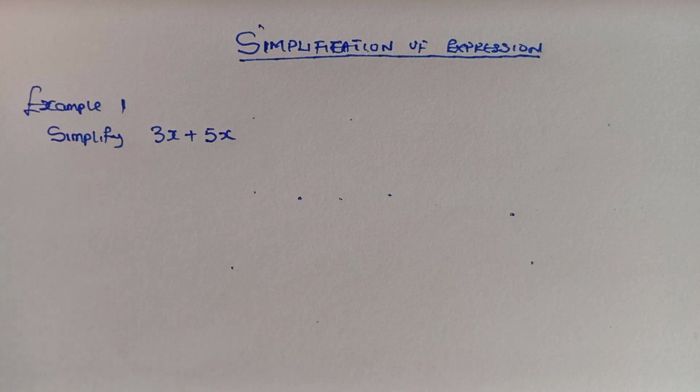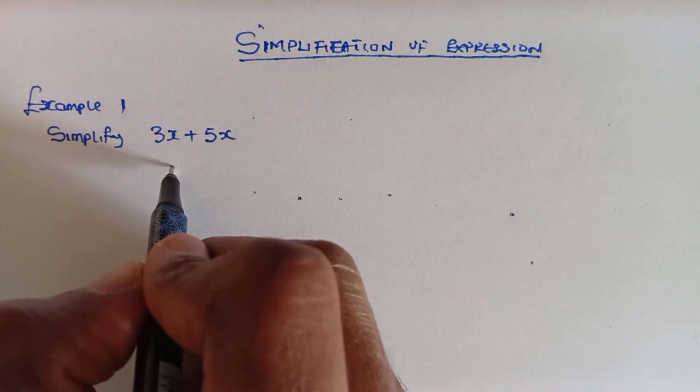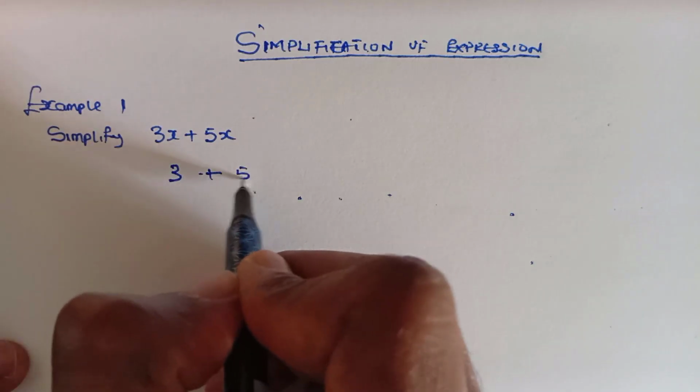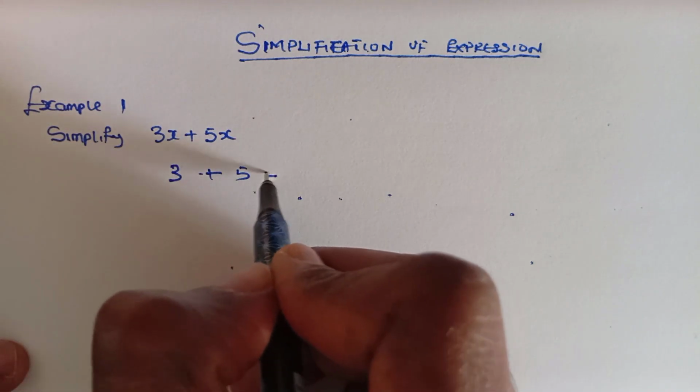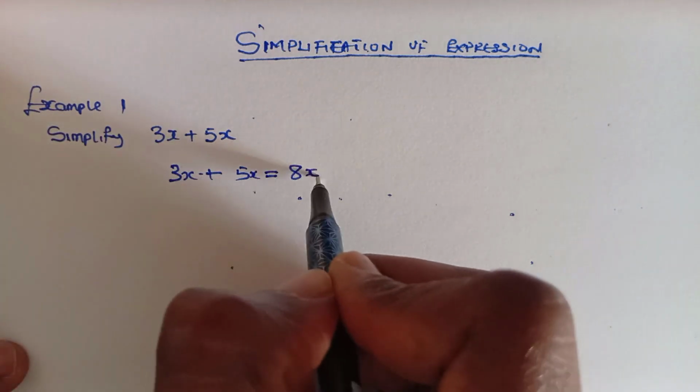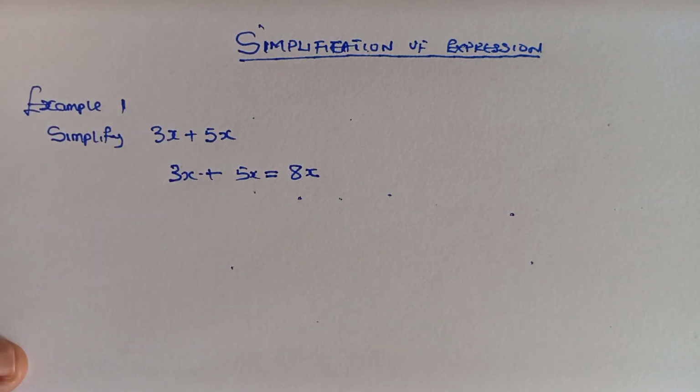This is quite straightforward. Just pick out the values we have there. We have 3 and we have what? 5. Then this sums up to what? 8. Just bring down the x, and then we have what? 8x. That is a simplification of this expression.